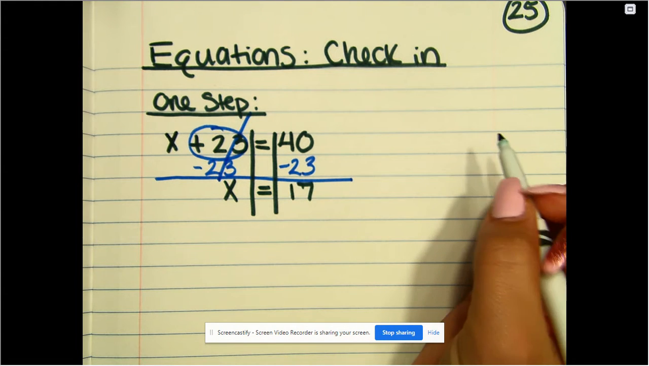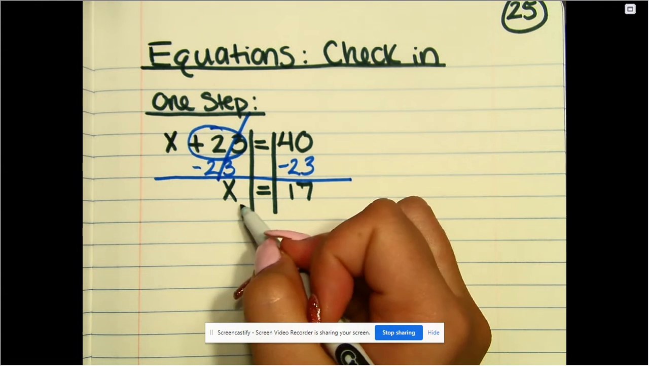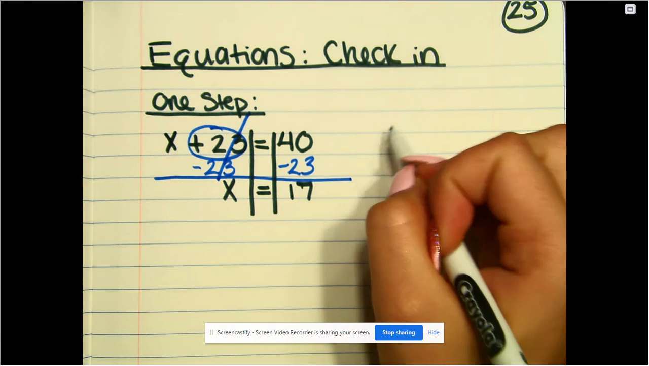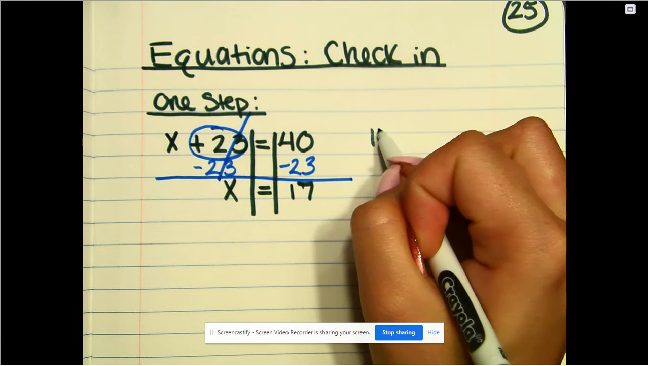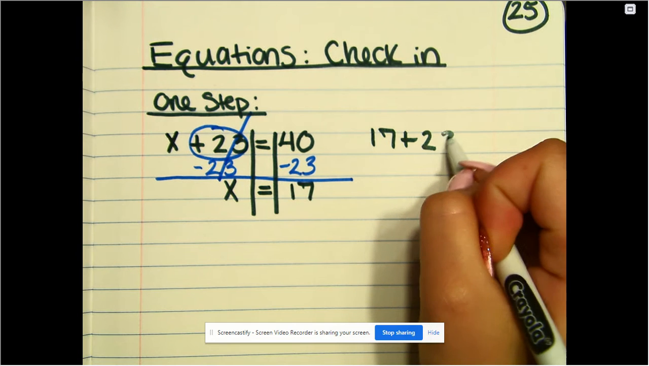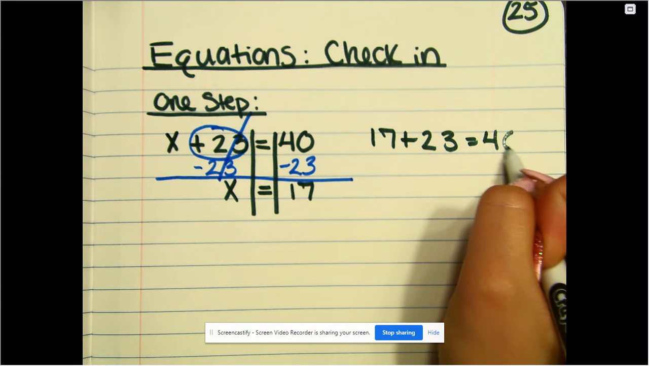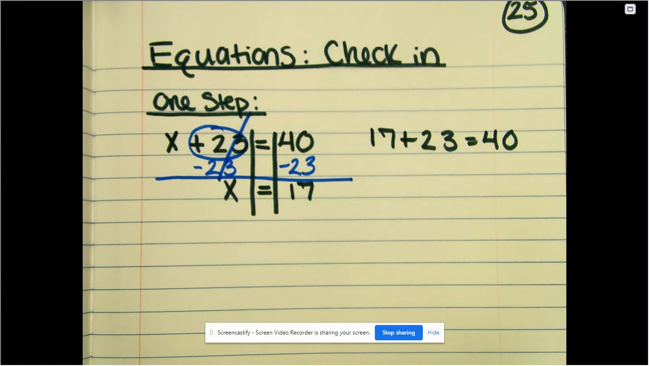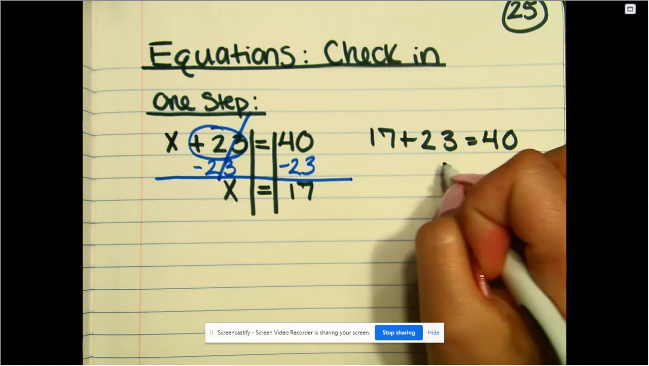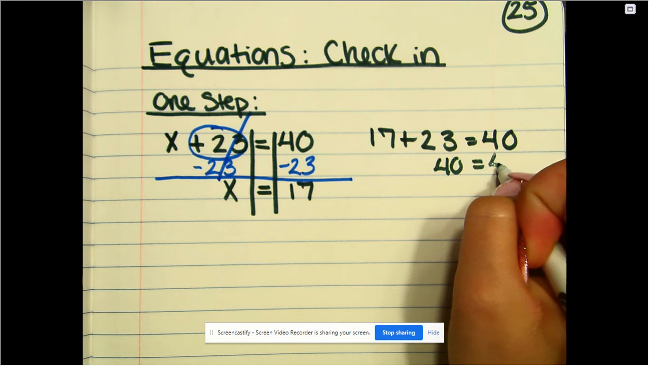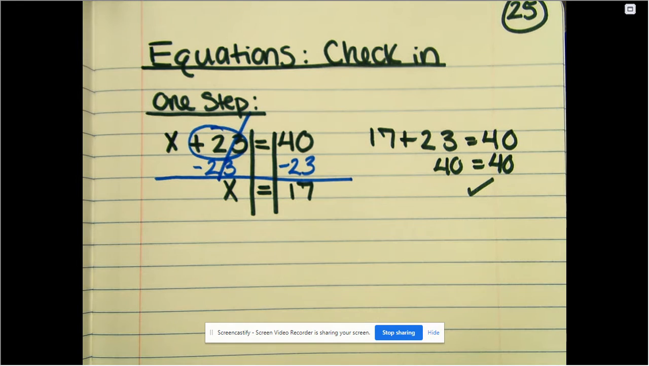Now you can always go back and check your work. So I'm saying that x is equal to 17. So really, is 17 plus 23 equal to 40? Let's find out. When I used my calculator and did 17 plus 23, I did in fact get the number 40. So 40 is equal to 40, and that solution of 17 worked.